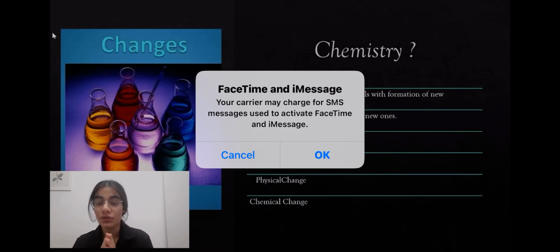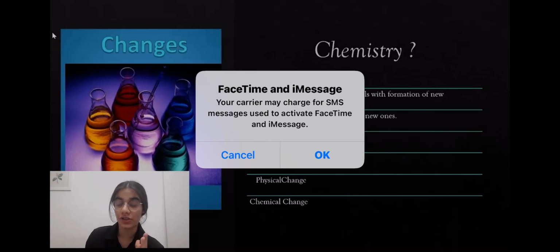But those two changes are broadly classified into two types. The change that you see is either a physical change, or the change that you come across is a chemical change. Our concentration will be towards the chemical changes, but before that, let's discuss what a physical and a chemical change is to be able to distinguish them properly.